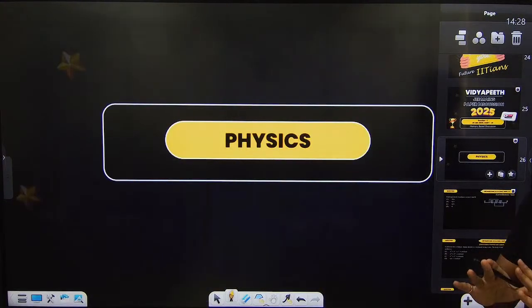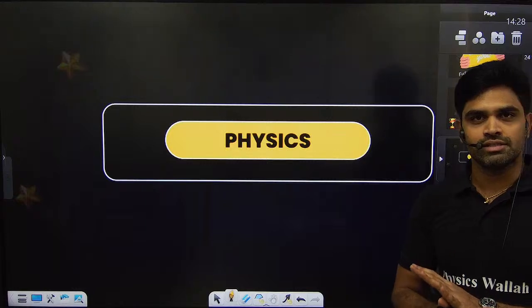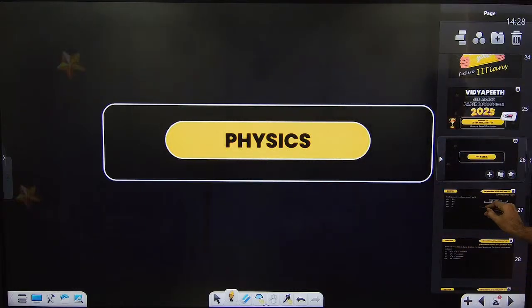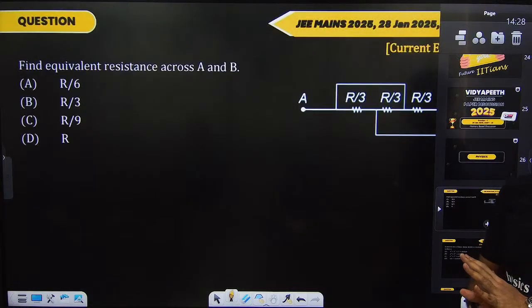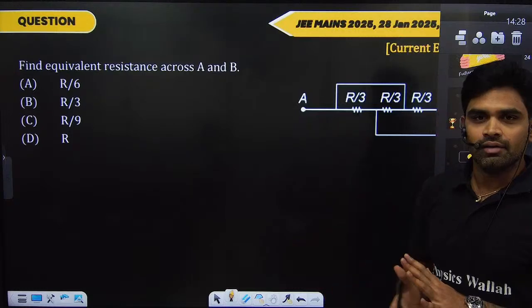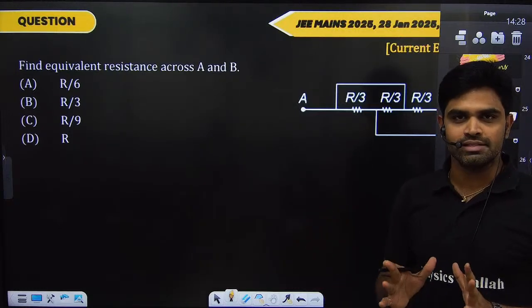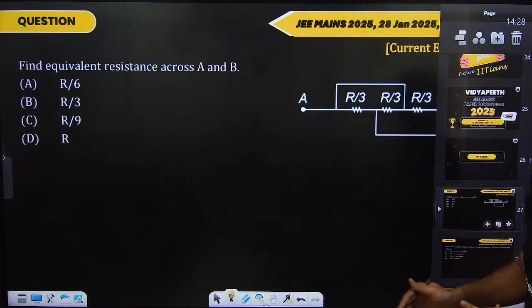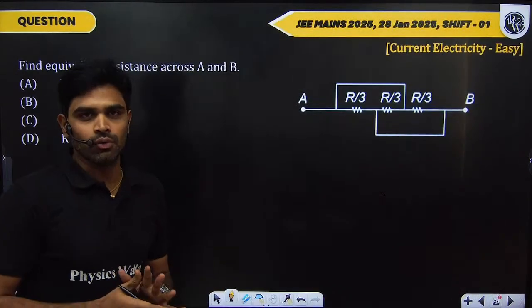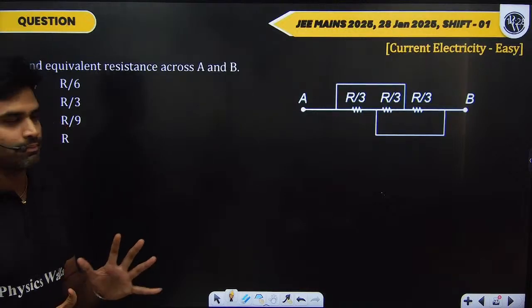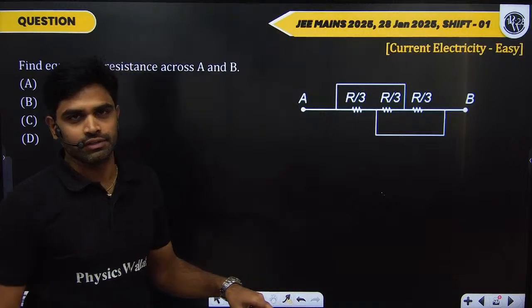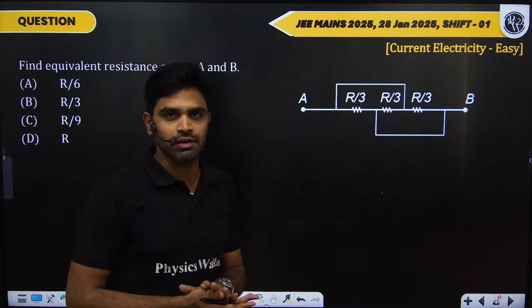Now, overall, the analysis of physics was moderate. As we are discussing memory based questions, there might be some mistakes, but the overall concept would be the same. First question is resistances in series and parallel. In the last two shifts also this type of questions have come. In fact, there is one more question of this type.